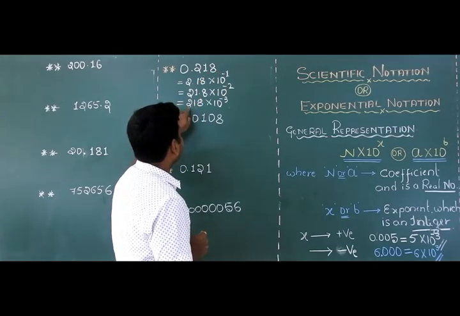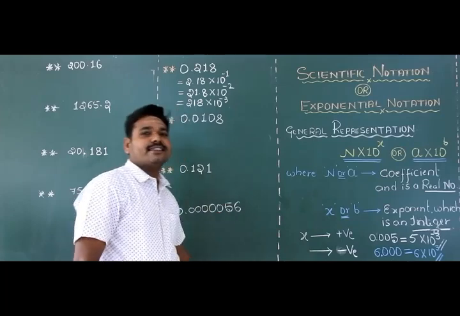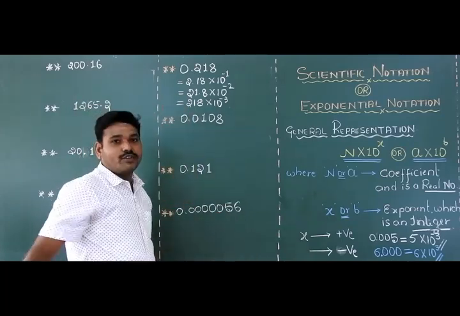Okay, that means 218 into 10 raised to minus 3. So this is regarding the scientific notation, students.